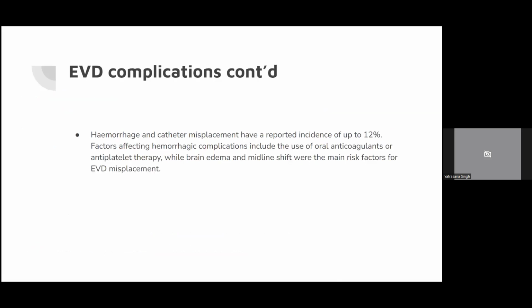Another complication is hemorrhage and catheter misplacement, with a reported incidence of up to 12%. The factors affecting hemorrhagic complications include the use of oral anticoagulants or antiplatelet therapy, and brain edema and midline shift would be main risk factors for misplacement of the EVD.